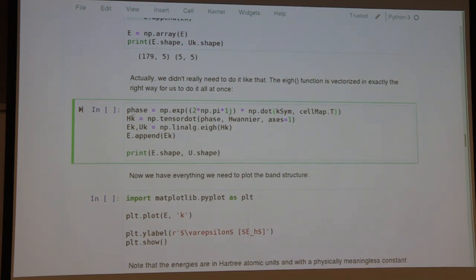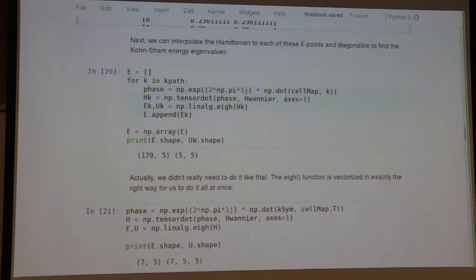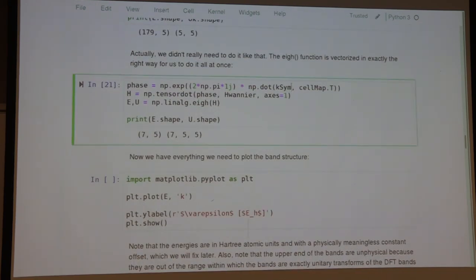So my resulting H here is going to have dimensions of number of k points by number of bands by number of bands. Right? And I can diagonalize all of them together in a single line, and I don't need to put anything together. Oh, sorry, it should be k path, not k sim.